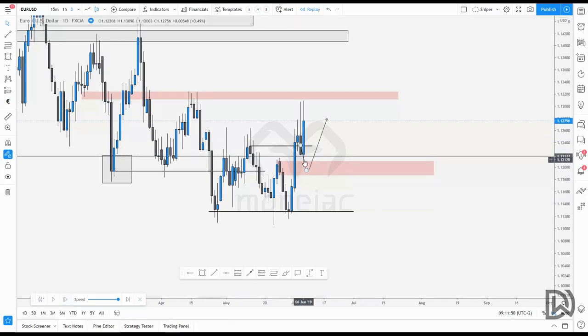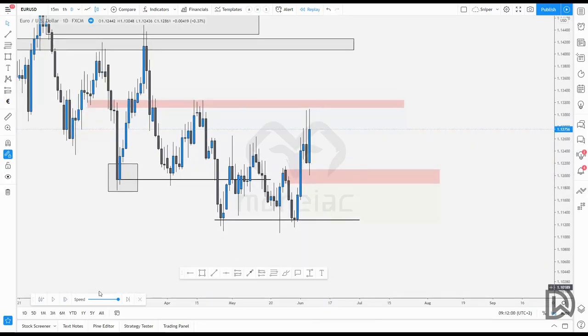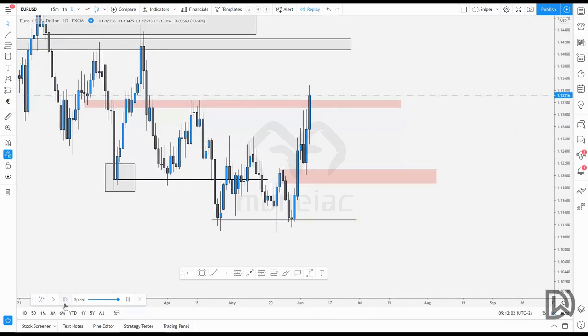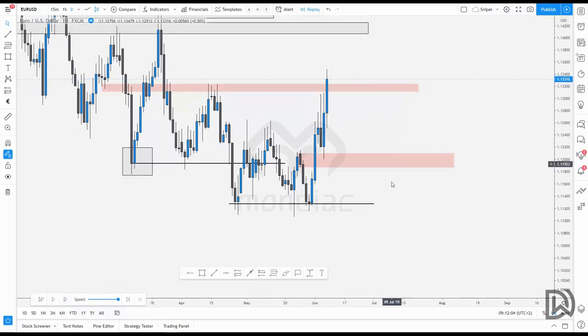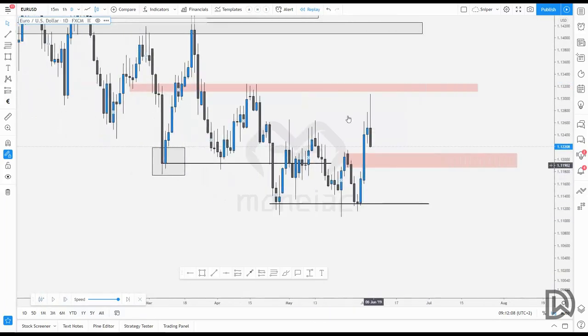There we have it. Just to show you that, there's our push back into this area. You will learn about this formation as well, and then price reaching up for that wick zone, and targets are met. So going back, we have this formation.